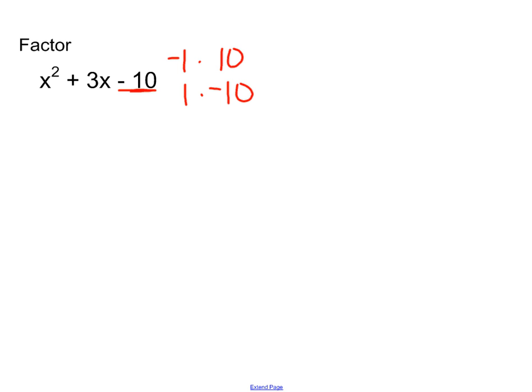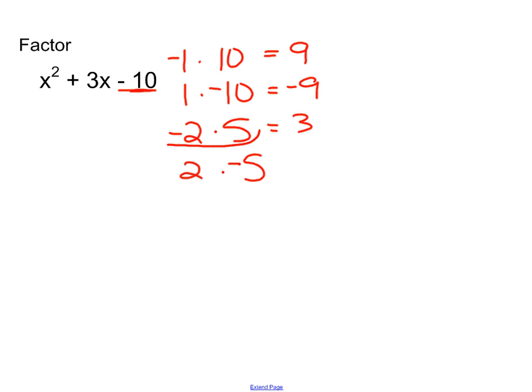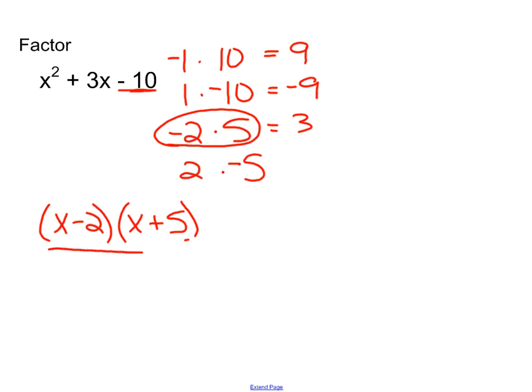However, negative 1 plus 10 is equal to a positive 9, and 1 plus a negative 10 is equal to a negative 9, so neither of those would work. So we keep looking, and we'll go negative 2 times 5 and 2 times negative 5. So we take a look at these, and negative 2 plus 5 is a positive 3. And so this is the one that we're looking for right here. So then when we go to create our two factors, we're going to go x minus 2 and x plus 5. And that's our answer right there.